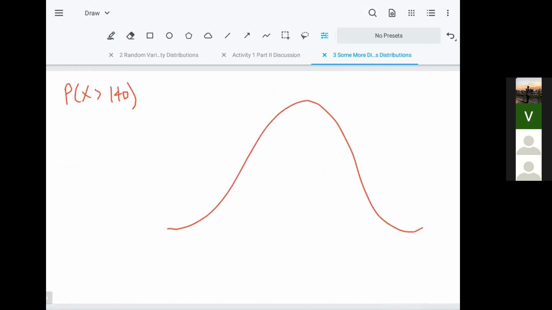We have 120 at the middle. 140 is somewhere here. We want to find the area to the right. So, first step, we convert them into z-scores. Mental na lang. 140 minus 120 over 10. 2 ang lalabas.